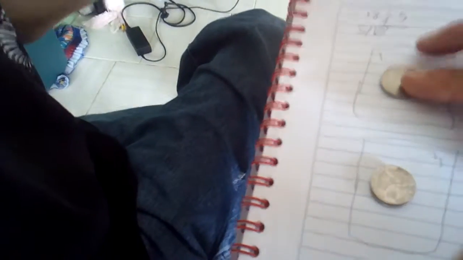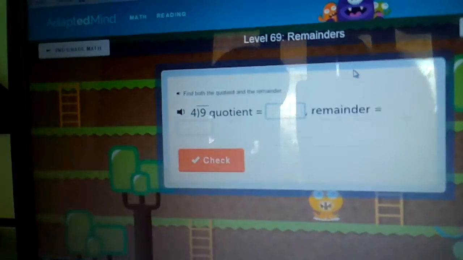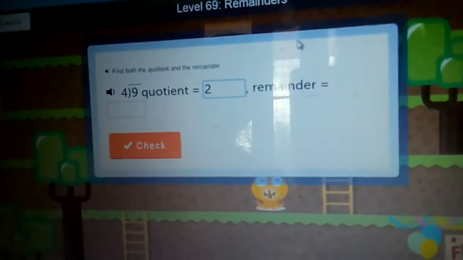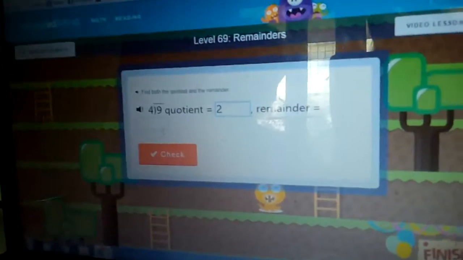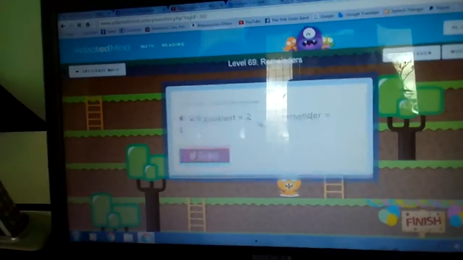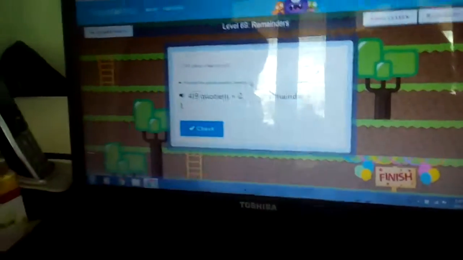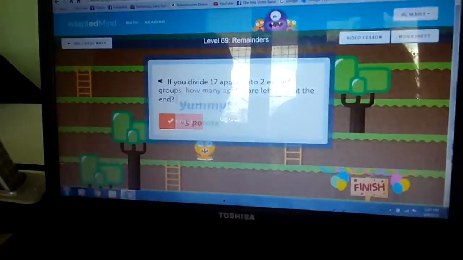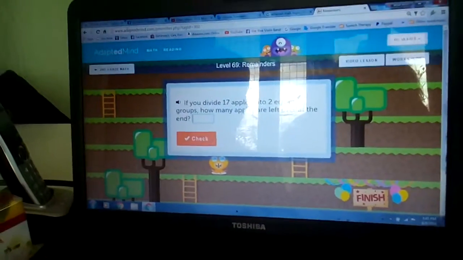Now answer the problem. So how many, 4 into 9 goes how many times? How many times in each box? Two. And a remainder? Remainder of one. All right, so there you go. So answer the problem. Two. And the remainder? Remainder of one. All right, are we good? Hey, yummy, yummy. All right, so we got another problem. All right, so that's that.